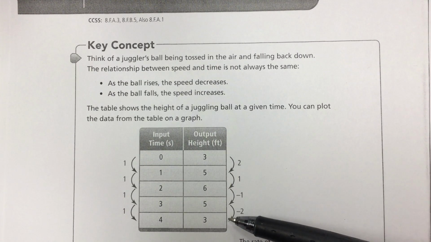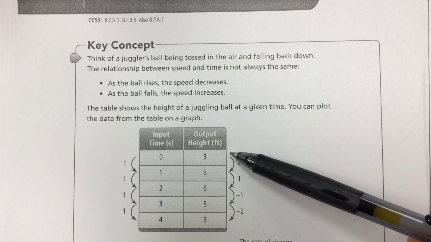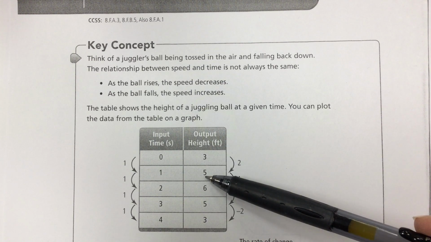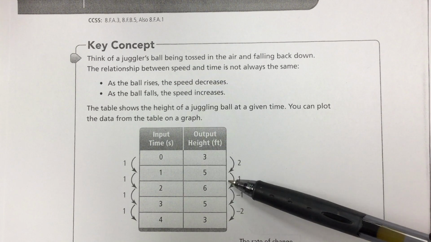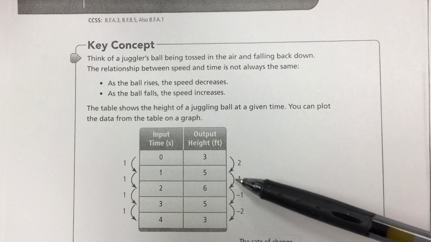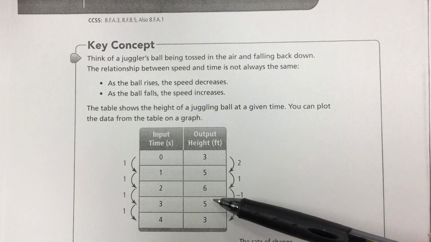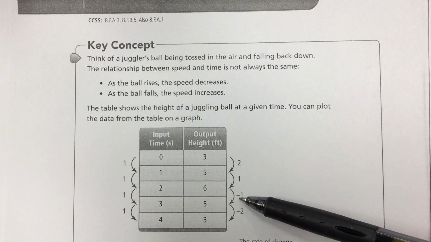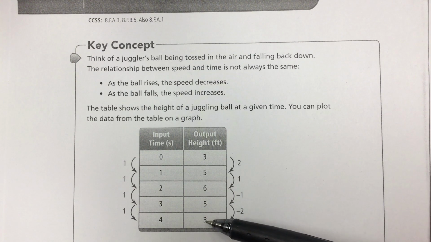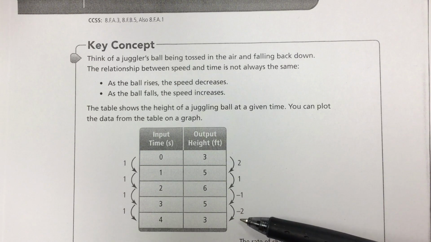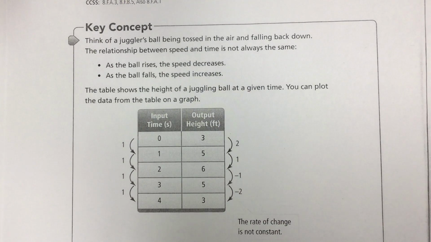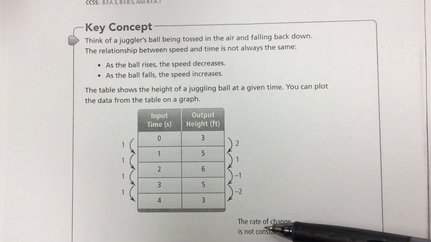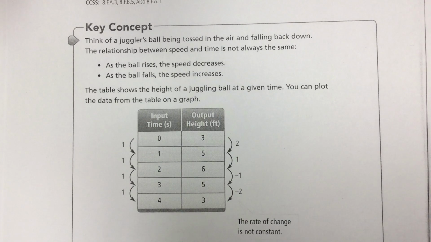But let's look at the output. To go from 3 to 5, we're increasing by 2. Then from 5 to 6, increasing by 1. Then from 6 to 5, we're needing to subtract 1. And then to go from 5 to 3, we're needing to subtract 2. So you see that the rate of change is not constant.